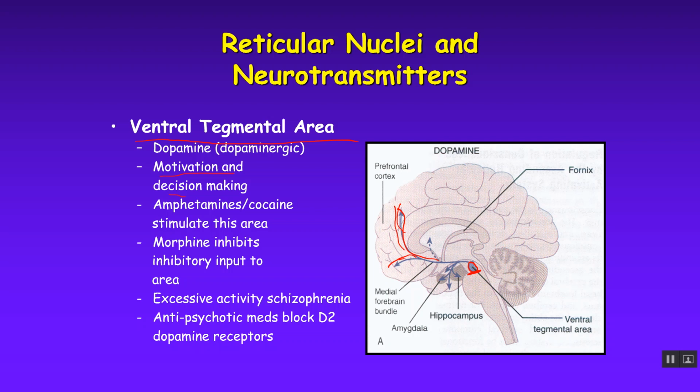Morphine inhibits inhibitory input to that area. So morphine allows more activity of the ventral tegmental area because it inhibits inhibitory signals to it. That's how you get some pain control, because the morphine inhibits the inhibitory input, so it gets more excitatory. Excessive activity of that ventral tegmental area can cause schizophrenia. Antipsychotic medications block D2 receptors, the dopamine receptors. So if you're psychotic or schizophrenic, they give you D2 receptor blockers, antipsychotic medication, to decrease the overactivity of that ventral tegmental area.